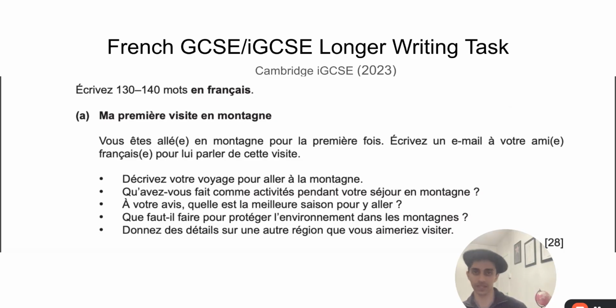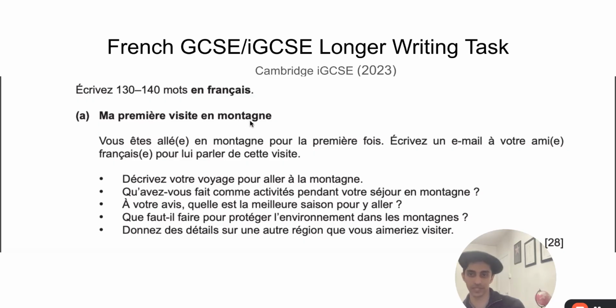Okay, I'm going to give you an example now of something I wrote before. So this is a longer writing task taken from the 2023 paper for Cambridge iGCSE. And I'm going to read through all of the instructions here and translate them into English for you. So it says, write 130 to 140 words in French. That's obviously the word limit indication. And then the question itself is written out here.